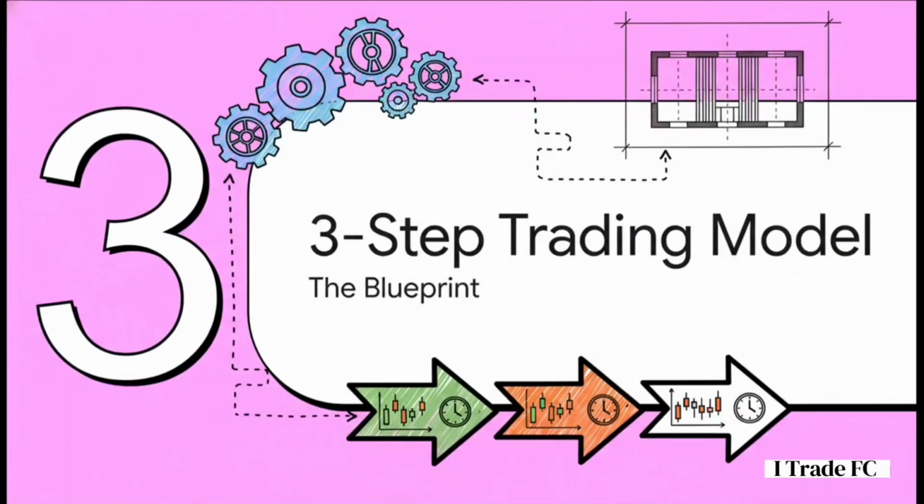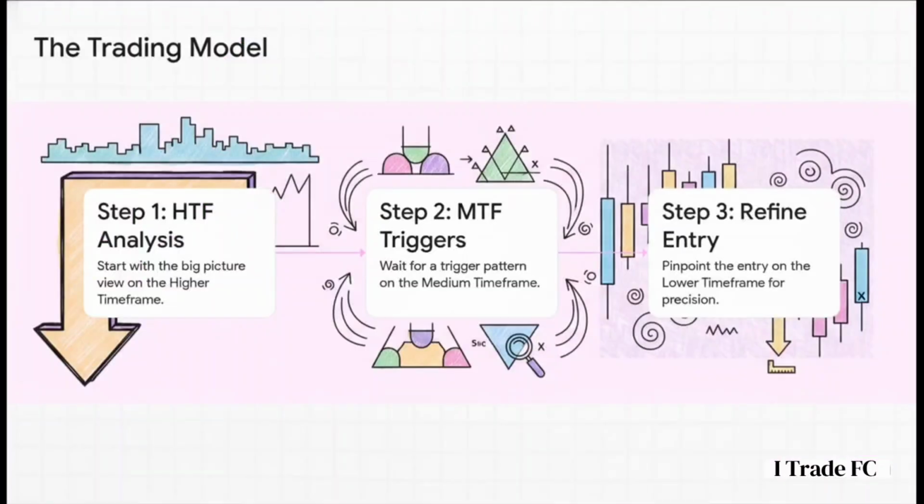Okay, so we've got our timing, we've got our entry patterns. These are the pieces of the puzzle. Now it's time to put it all together into a simple, repeatable blueprint. A three-step process you can use on any trade. The whole thing, and I mean the entire model, just boils down to these three logical steps.